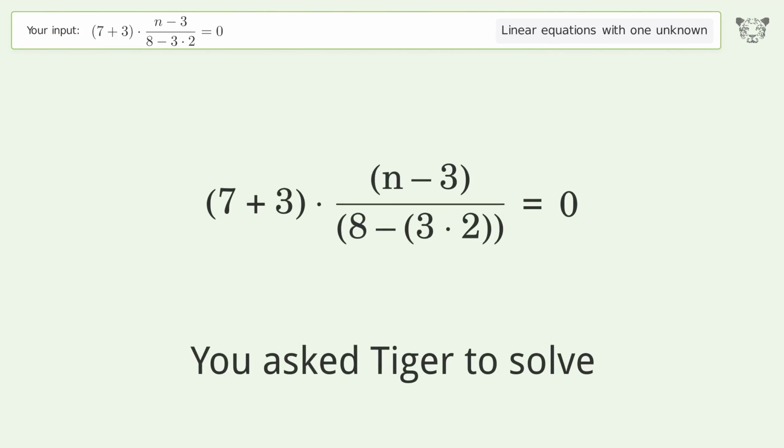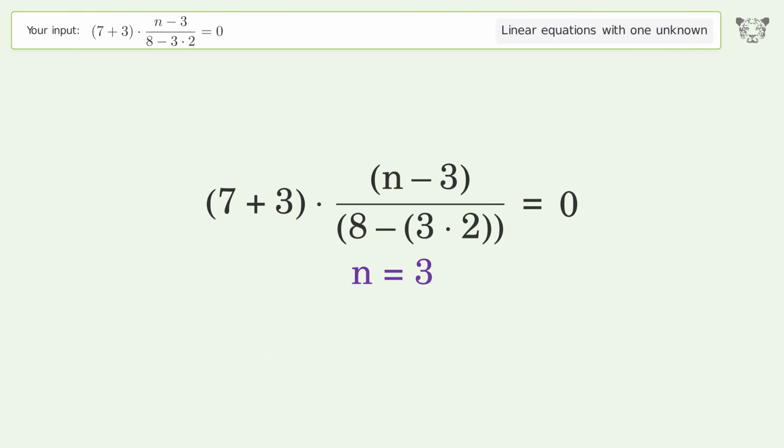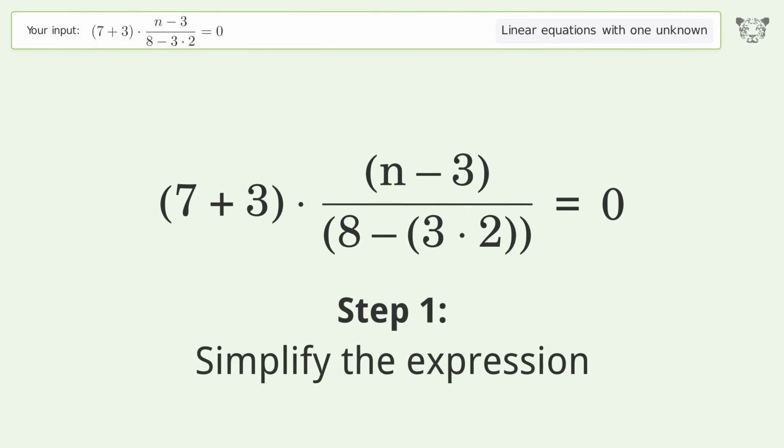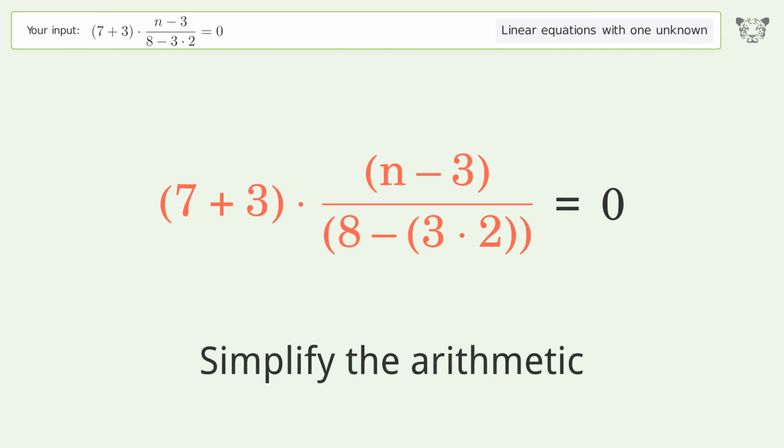You ask Tiger to solve. This deals with linear equations with one unknown. The final result is n equals 3. Let's solve it step by step. Simplify the expression. Simplify the arithmetic.